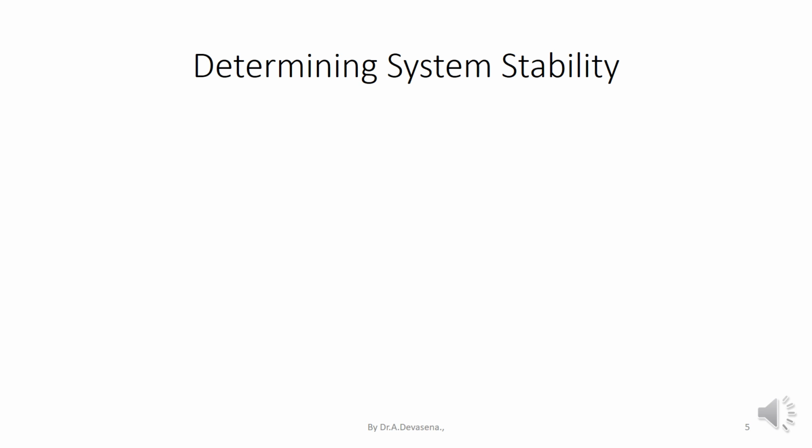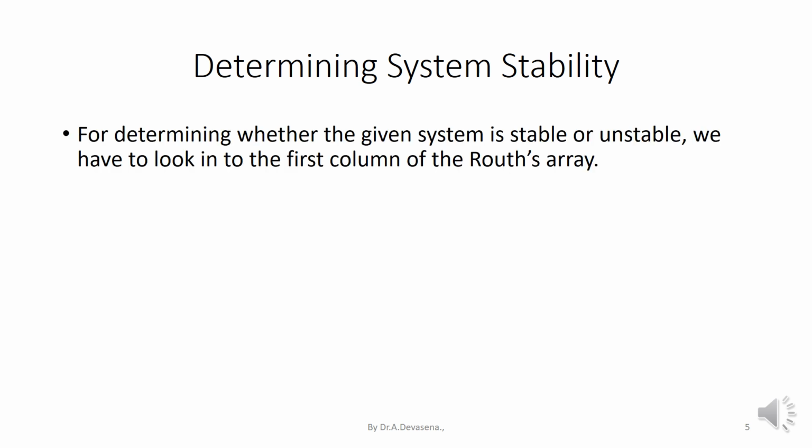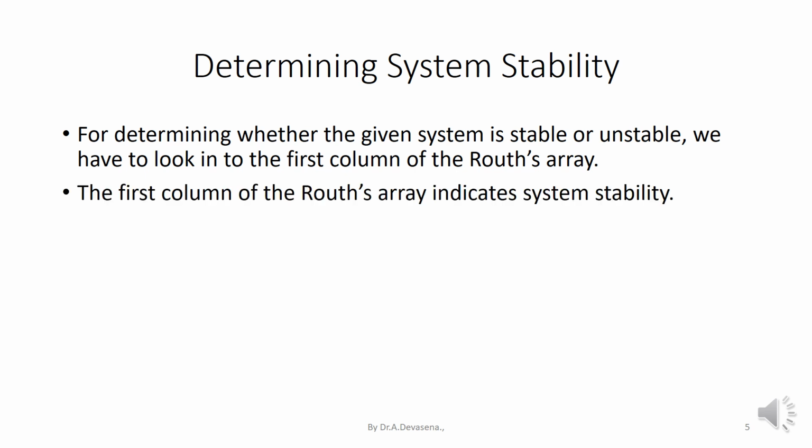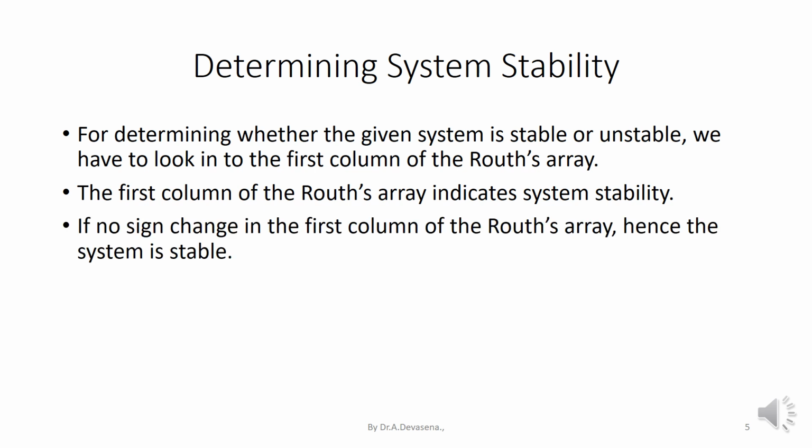For determining whether the given system is stable or not, we are going to go through the Routh's array first column. The first column of the Routh's array indicates system stability. If any sign change occurs in the first column, it indicates the system is unstable. In this given problem, there is no sign change in the first column of the Routh's array. Due to this, the system is said to be stable.